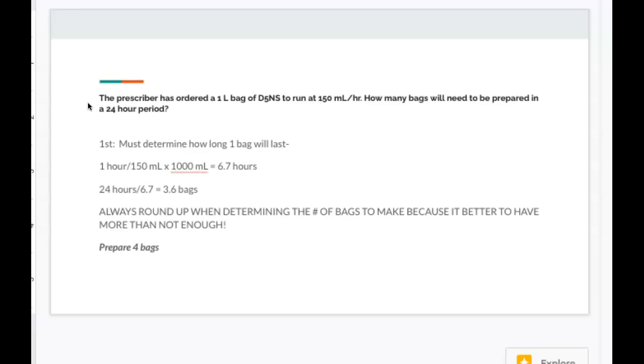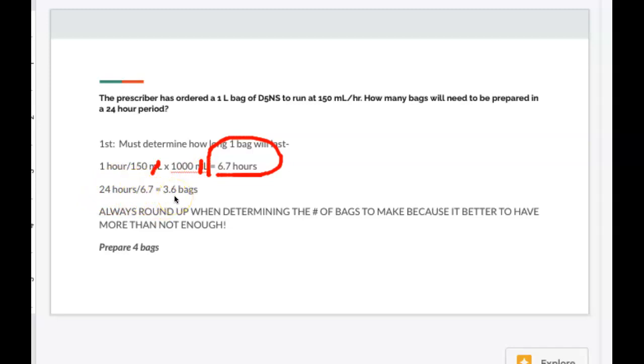Okay, so we're doing the exact same thing. We must determine how long one bag will last. That's the first thing we have to figure out. And to figure that out, we have to start with our time. We have to figure out time, right? So we want to figure out hours. So I have 1 hour over 150 milliliters times 1,000. I'm going to cross this off, and then I'm just going to divide this, and this is my answer right here. Okay, so it's going to last not quite 7 hours, just a little over 6.5 hours. So now we're going to take our 24 hours divided by our time, and we get 3.6 bags.